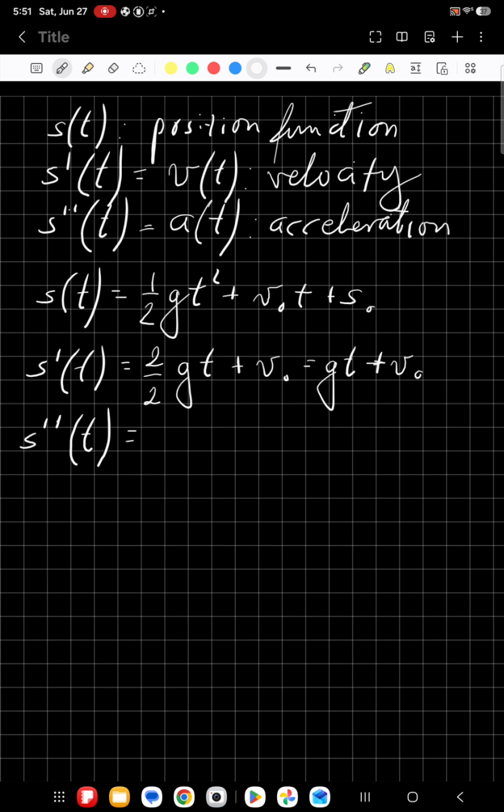So if t is the variable, then the derivative of that is just g. And the derivative of that v0, a constant, is just 0. Let's do it this way. So that's a of t, the acceleration function, and that equals g. That's the acceleration of a free falling object, just this gravitational constant.